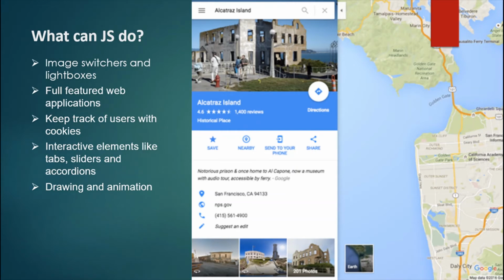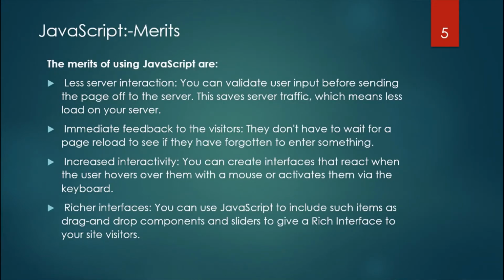This itself tells you how JavaScript plays an important role in web development. This helps you to understand and manage websites, and you can do anything as per your requirements. So these are some JavaScript merits. The merits of using JavaScript are less server interaction. As only the JavaScript program runs, you do not have to go back to the server and bring that page and work on it. This itself does those things automatically before sending the page off to the server. This saves server traffic, which means less load on your server.